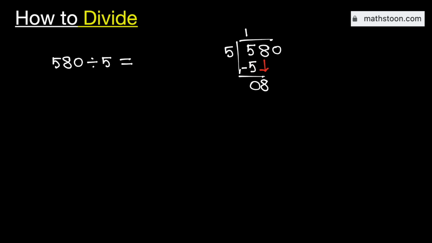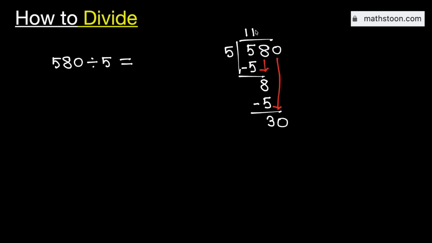Now see that this is the number 8. So we will remove this 0. And we know that 5 times 1 is 5. Subtract, we get 3. Now again this 3 is less than 5. That is why we need to bring down this adjacent 0 here.